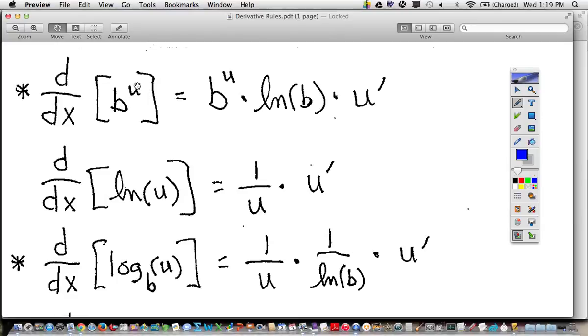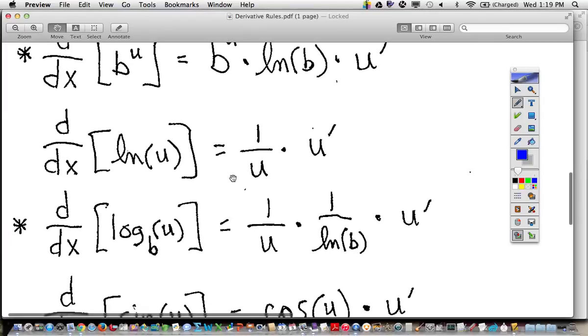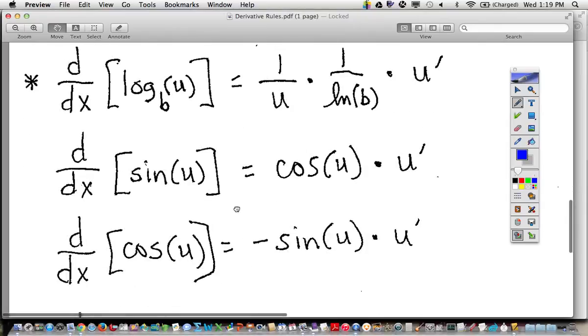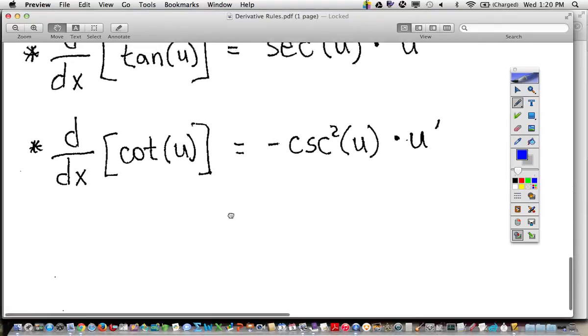We used this one yesterday when we had 2 to the sine x, right? We had 2 raised to some stuff. Well, the derivative of that is 2 to some stuff times ln 2 times then the derivative; we had sine in there, the derivative of sine is cosine. So some stuff. Okay, and we just talked about this ln u one, right? You got ln of some stuff, the derivative is 1 over that stuff times the derivative of the stuff. And there's the rest of them: log, sine, cosine, tangent, right?